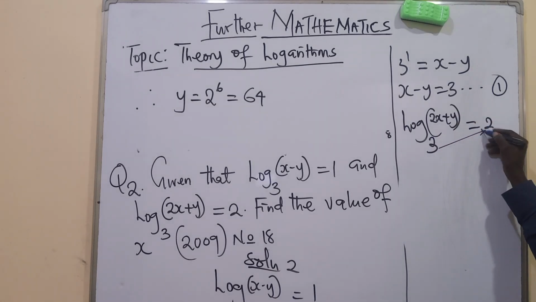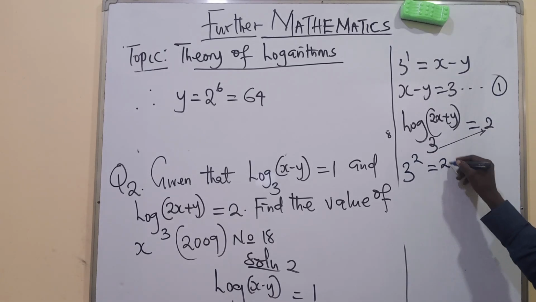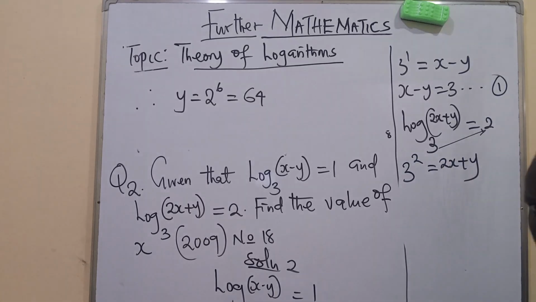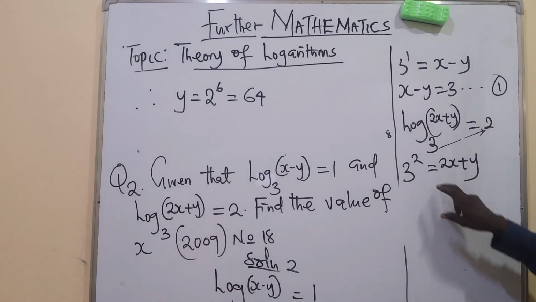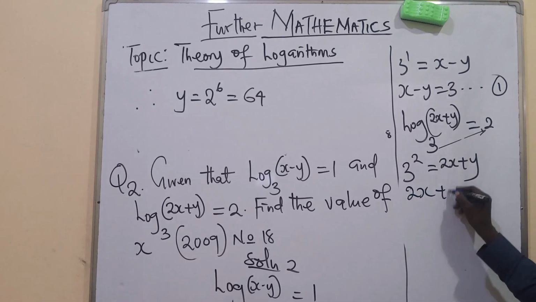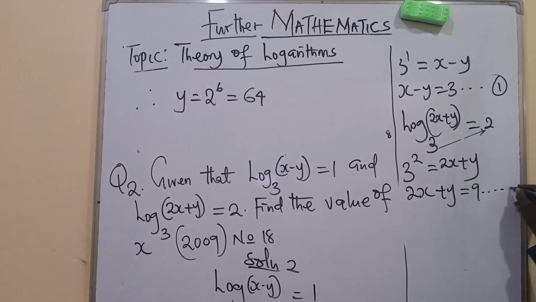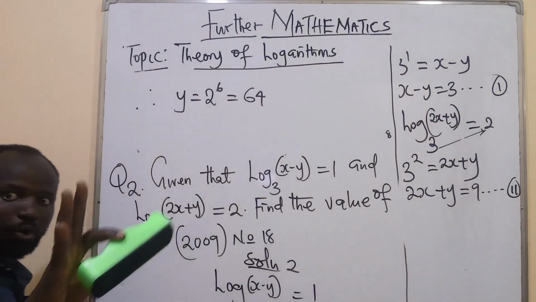We raise 3 to power 2. That will be 3 power 2 equals 2x plus y. It means we have to change this logarithmic form to index form. 3 power 2 is 9. This will be 2x plus y equals 9. This is equation 2.